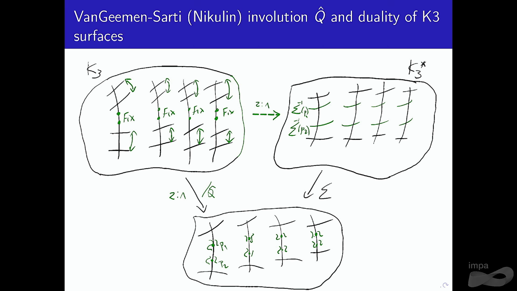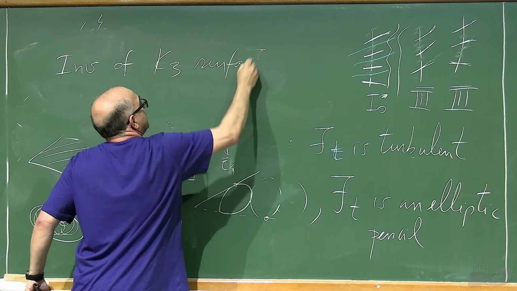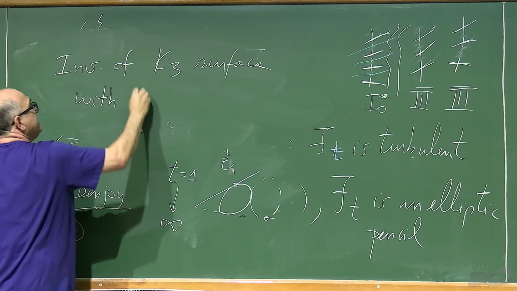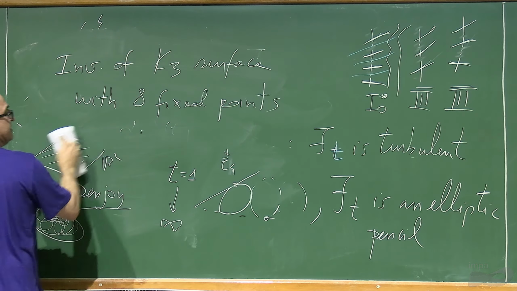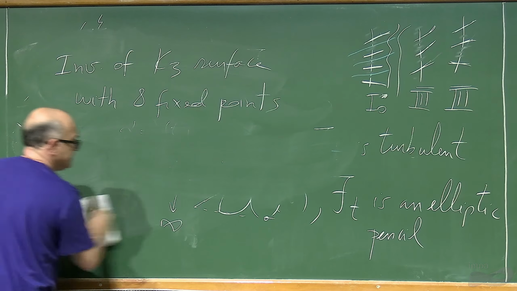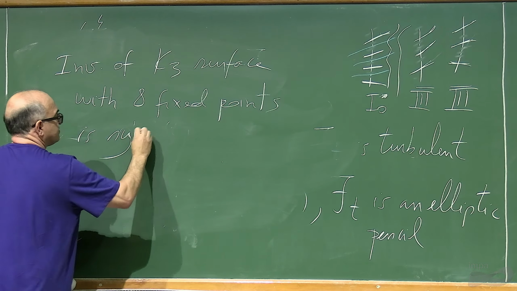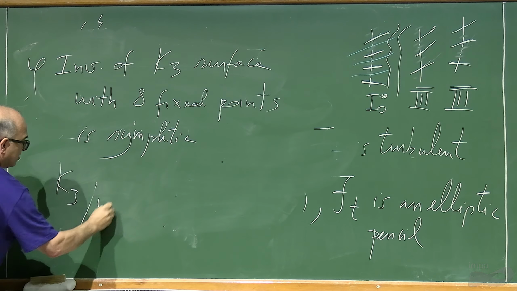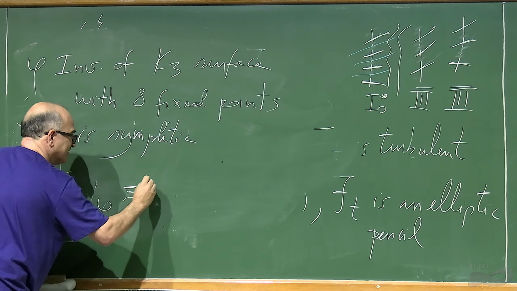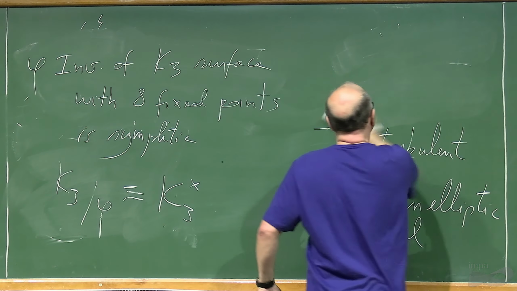A result by Nikulin says that an involution of a K3 surface with exactly 8 fixed points is symplectic. It preserves the global 2-form. And the quotient is another K3.